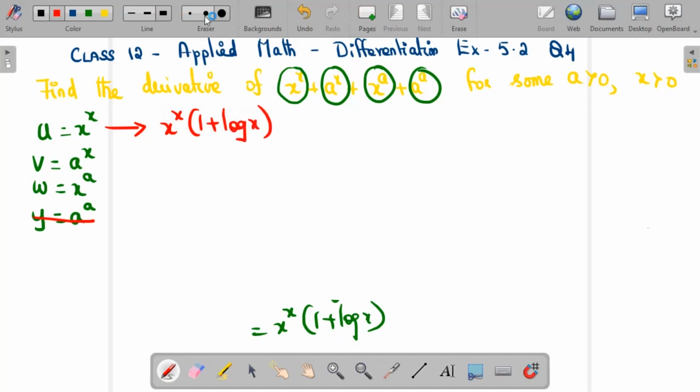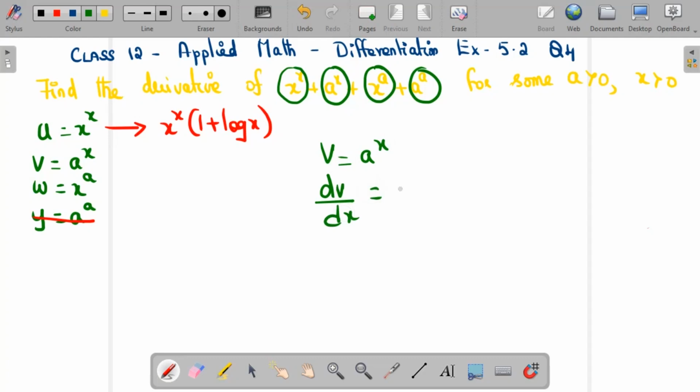Now let's move on to the next expression, which is v. So v is equal to a power x. We know the formula: the derivative of a power x is a power x log a. There is a direct formula for this. So dv by dx is going to be a power x into log a. So we are going to write this out as a final output here because this is a direct formula: a power x log a.